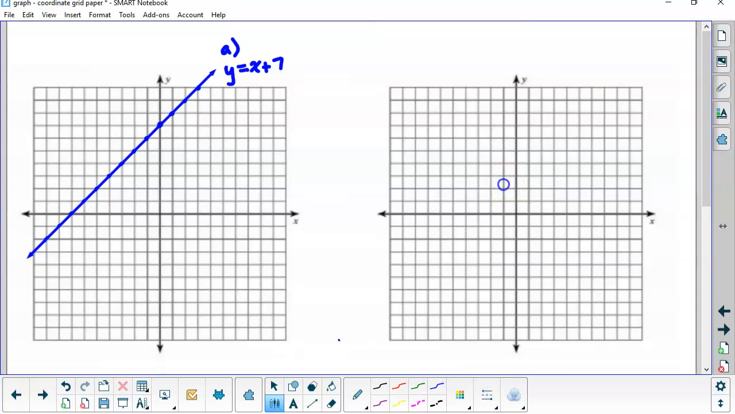Next one is negative 3/4 x minus 1. So your y-intercept is negative 1, and your slope is negative 3/4. So from there, you go down 3 to the right 4. It's negative slope. It's got to be going down and to the right. So down 3 to the right 4. Or you can go up 3 to the left 4. Okay, and then join them up.